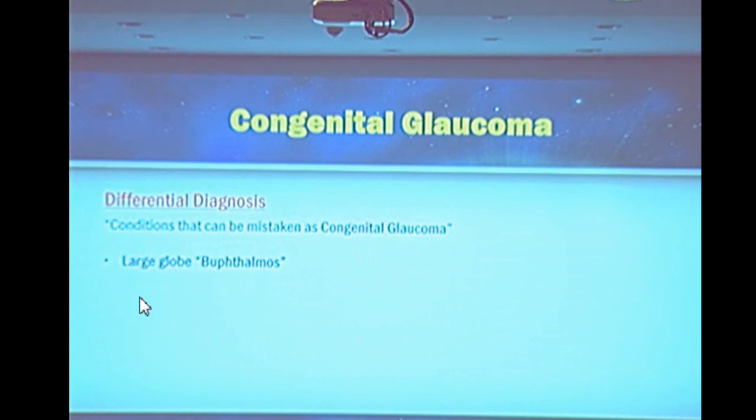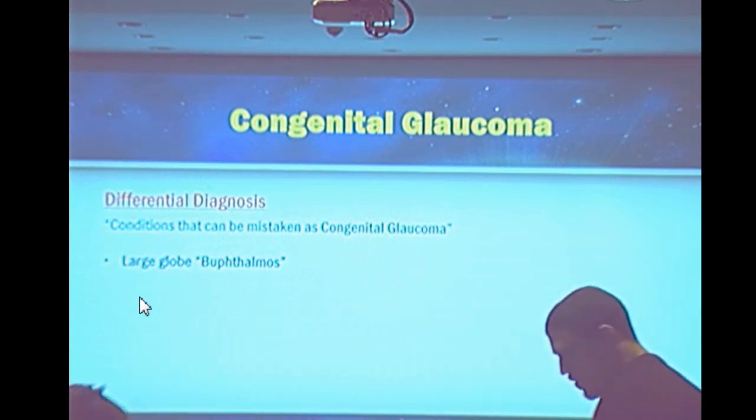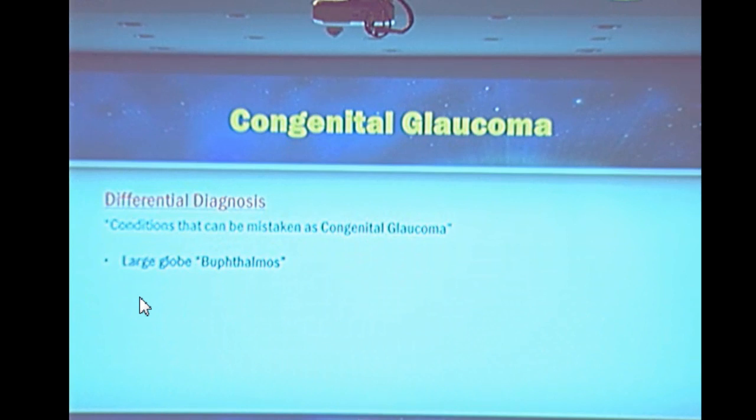Worldwide, and even here in our country also. So you need to be aware of the conditions that can mimic or be mistaken for congenital glaucoma. For example, large globe, buphthalmos. This can be a patient with axial myopia, a patient with a retrobulbar mass, or blue sclera. All these patients can give a hint that they have a large globe and may be mistaken for congenital glaucoma. But when you look at the other findings, for example, the disc, the corneal size, the corneal clarity, and the pressure also, you will be able to differentiate it.